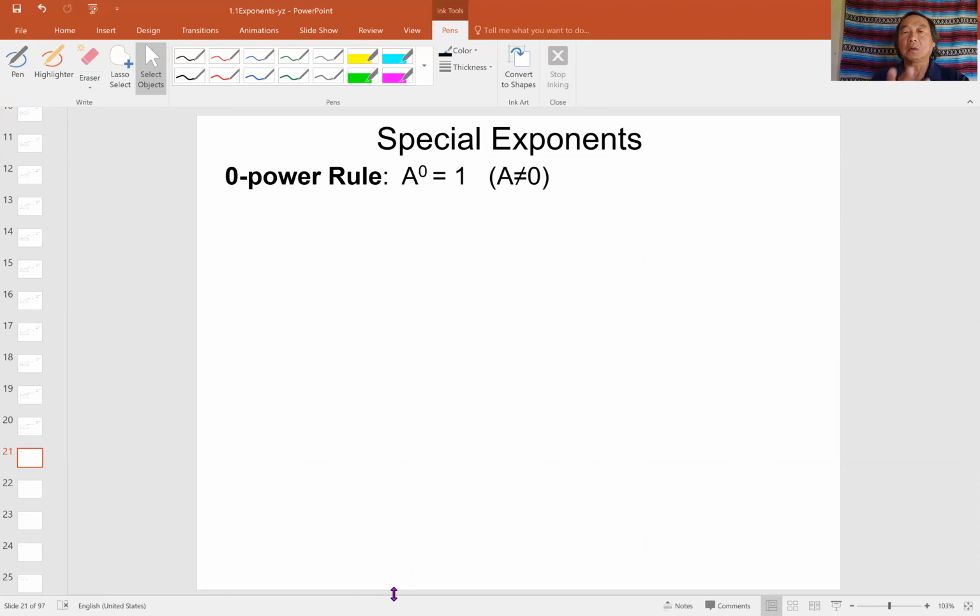And here come the ones that are not very intuitive. Okay, a to the 0 is 1.